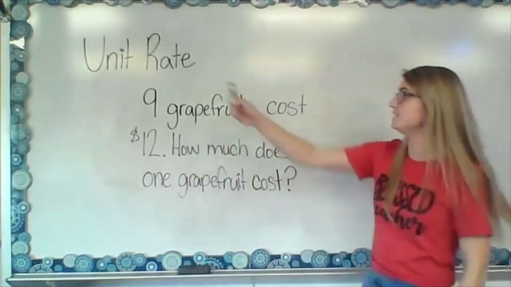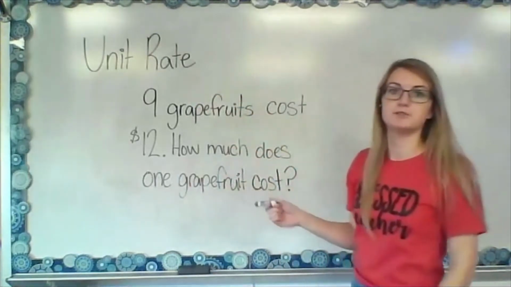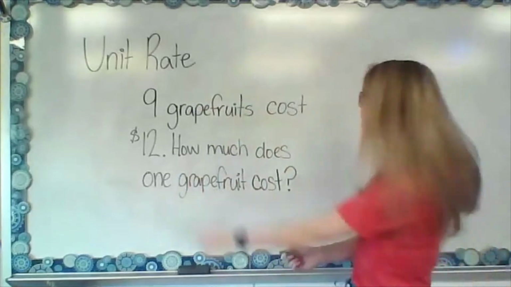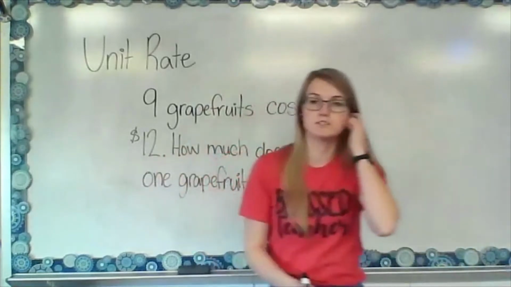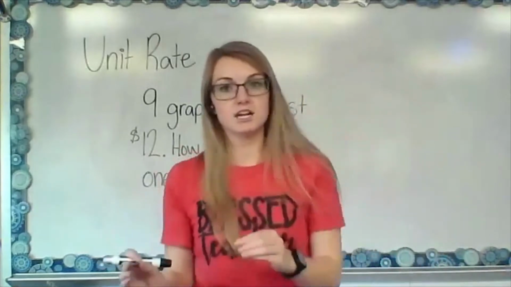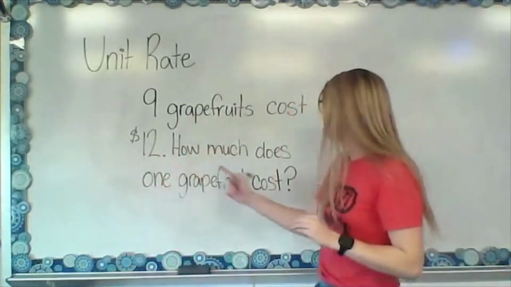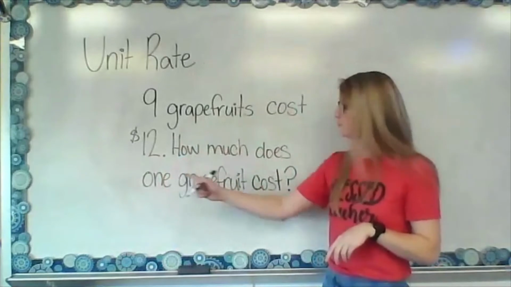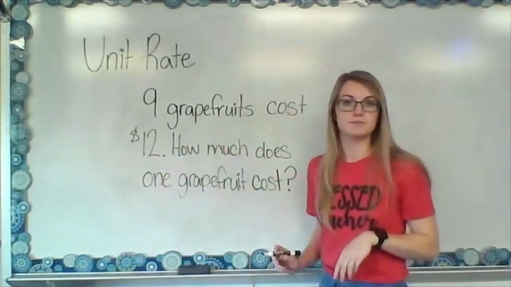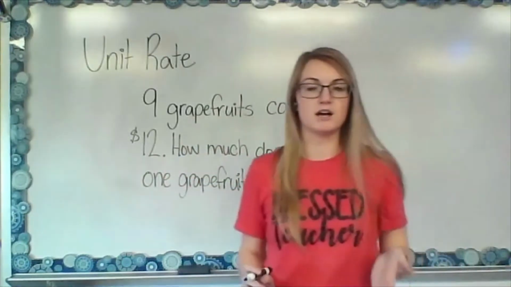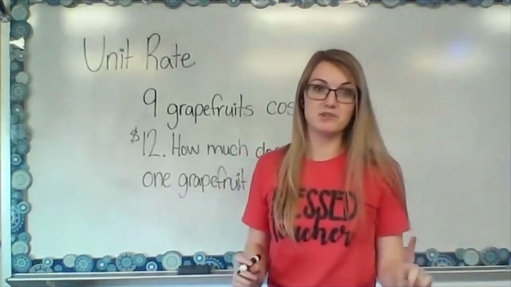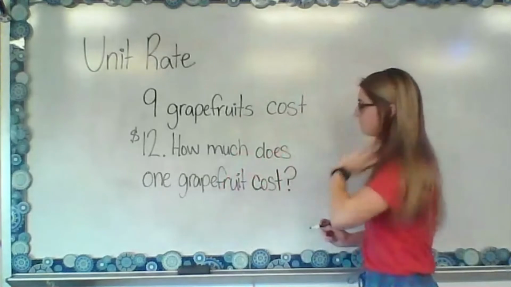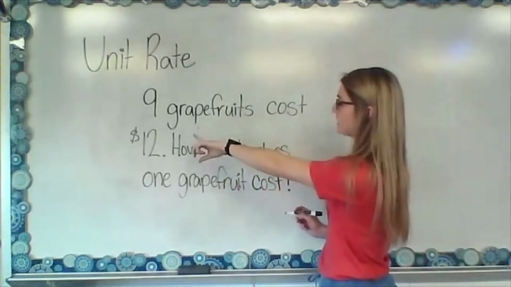All right, now we're going to take unit rates and turn them into a story problem. So, well, kind of a story problem. Okay, we've got 9 grapefruits that cost $12. Okay, so I'm going to the store, I'm going to buy 9 grapefruits. It's going to cost me $12. But how much is 1 grapefruit going to cost me? How much does 1 grapefruit cost? Well, if we're going back to 1, that means we're going to find the unit rate. So let's think about this, okay?